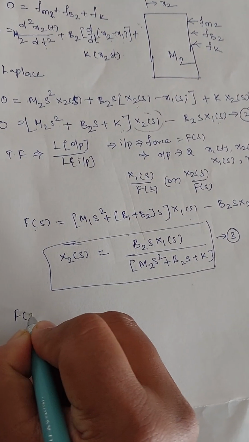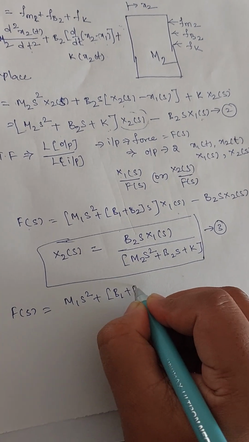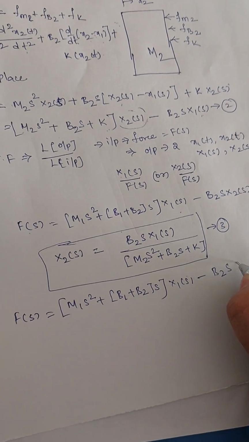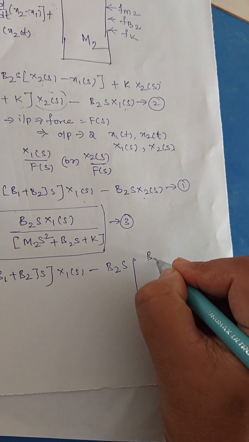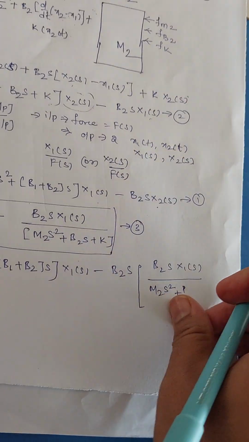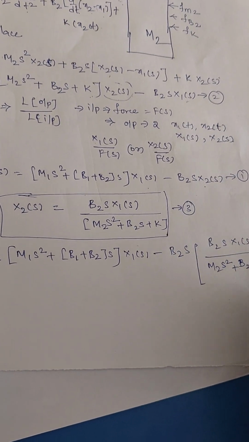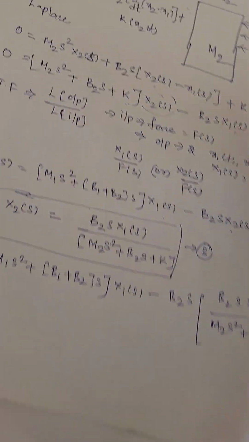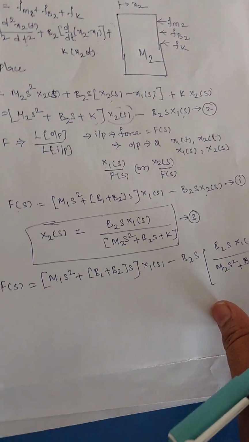If you substitute it, f of s will be given by m1 s square plus b1 plus b2 into s into x1 of s minus b2 s into, we have to replace this x2 with this term. If you replace that, we are going to have b2 s x1 of s divided by m2 s square plus b2 s plus k. Now we have to make the x1 terms one side and the f of s term, and represent the complete element as x1 of s by f of s. Now we will see how we are going to represent it.